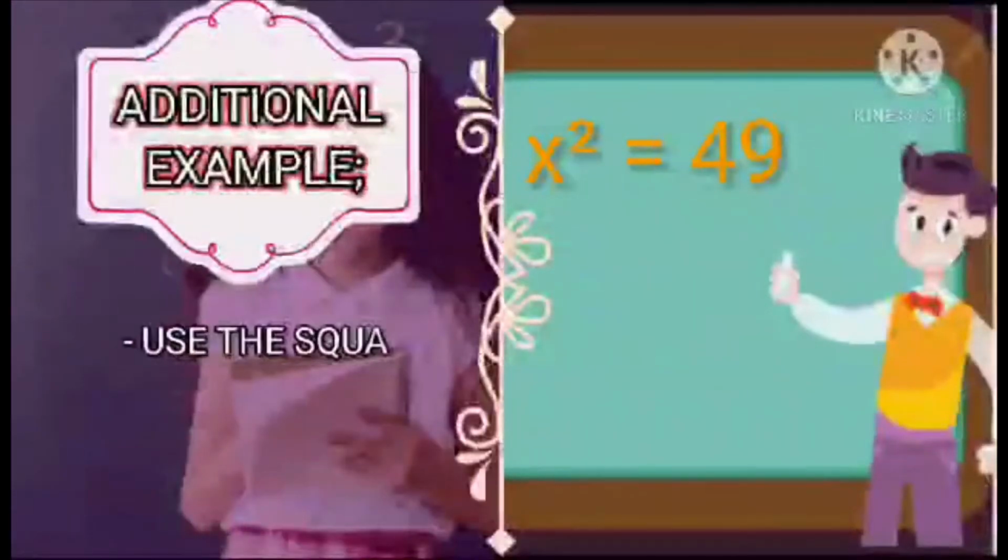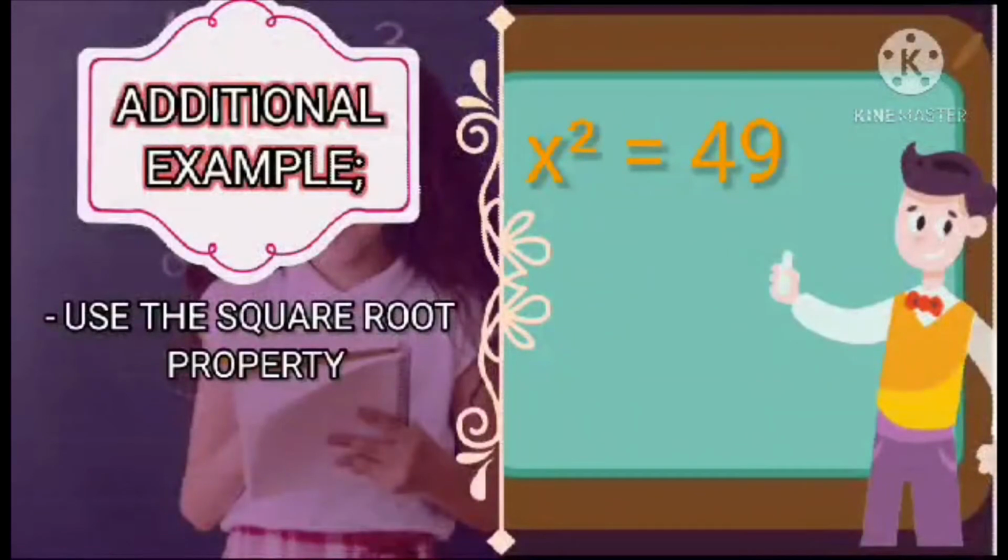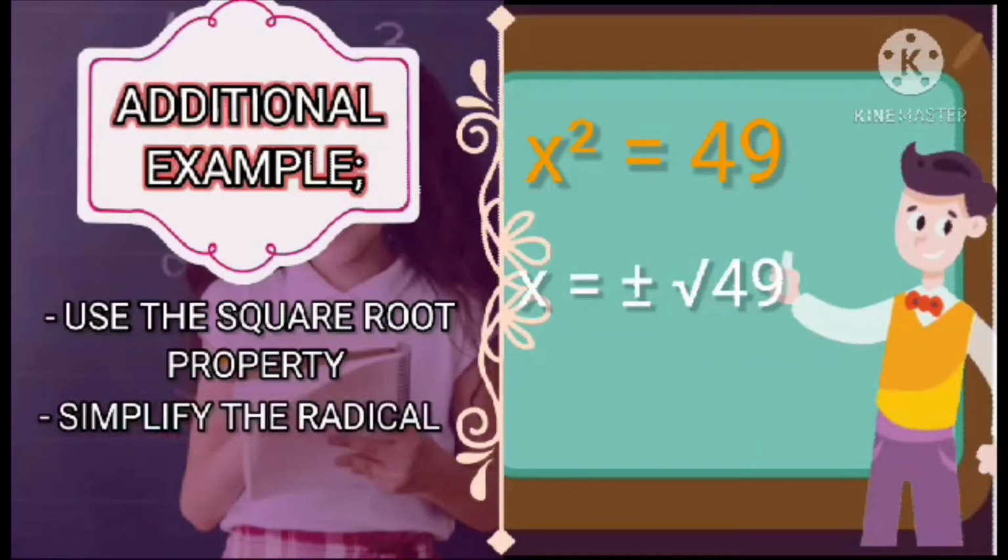Additional example, x squared is equal to 49. You could use the square root principle easily, so apply it. It will become x is equal to plus or minus the square root of 49. Then simplify the radical. The square root of 49 is 7, so the final answer would be x is equal to plus or minus 7.